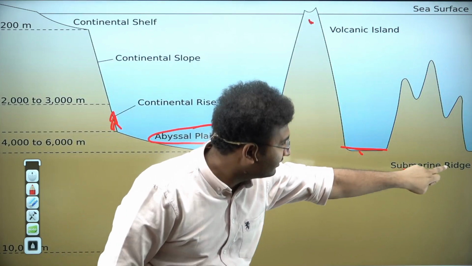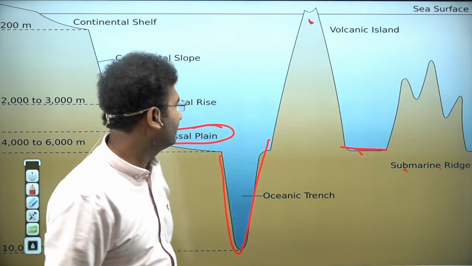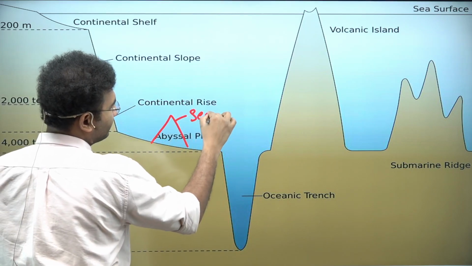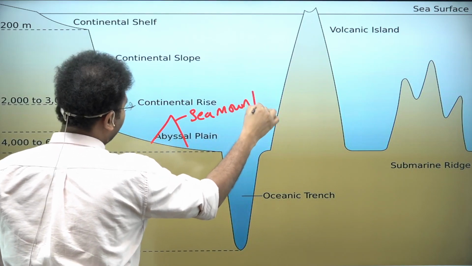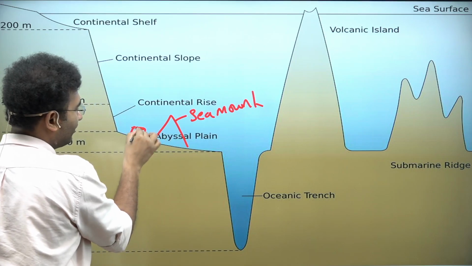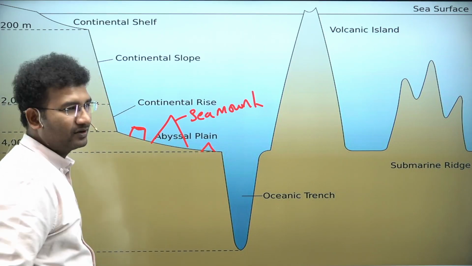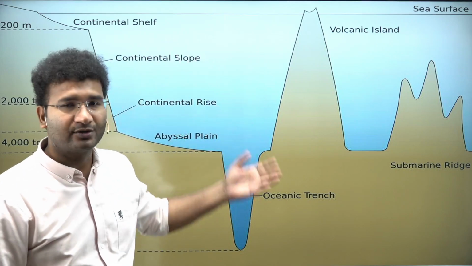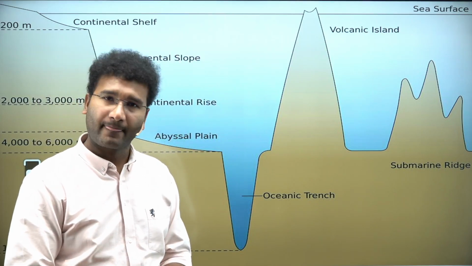And submarine ridges, these are middle oceanic ridges. If you have a mountain here, this mountain is called a sea mount. And if you have a flat topped mountain, this is called a guyot. If the size of the mountain is small, this is called abyssal hills. In a nutshell, this is how the ocean bottom topography is present, right?